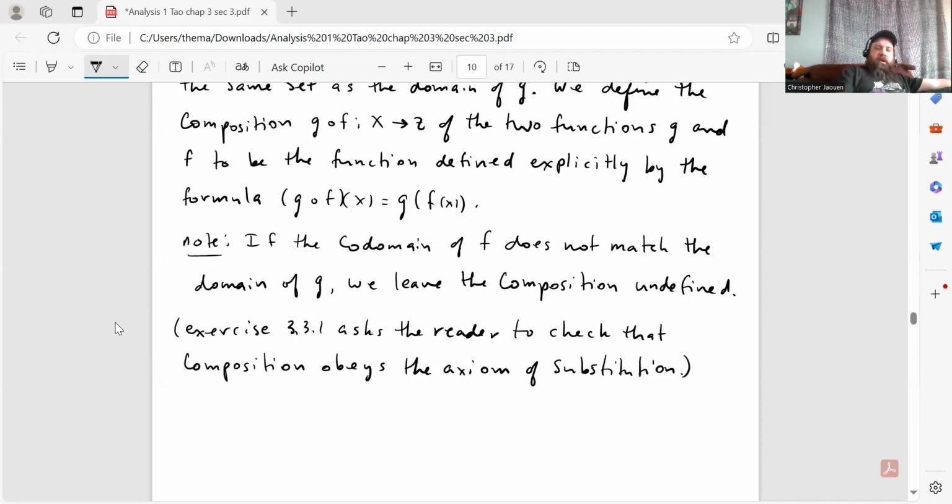Just a note here, if the codomain of f does not match the domain of g, we leave the composition undefined. Exercise 3.3.1 asks the reader to check that composition obeys the axiom of substitution. So again, that's something that we'll do when we get to the exercise set in the next video.